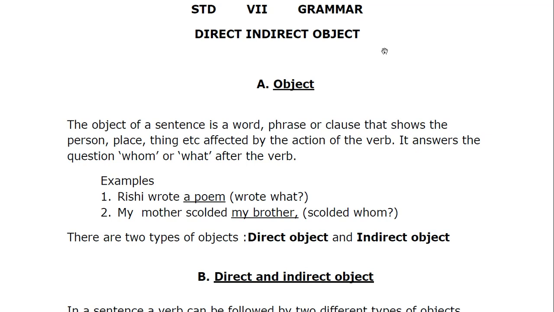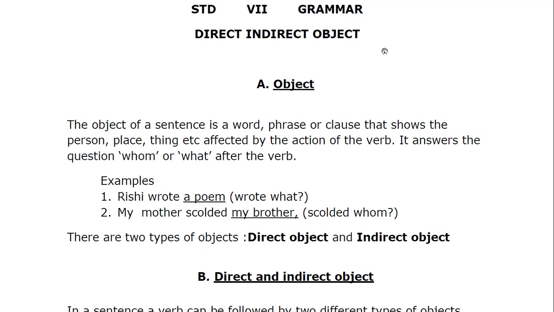Today we will continue with grammar and we will be doing direct and indirect object. Now first let's see what an object is. The object of a sentence is a word, phrase or clause that shows the person, place, thing, etc. affected by the action of the verb.